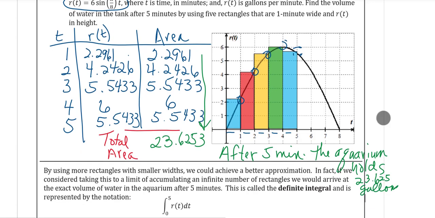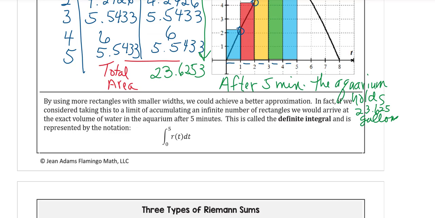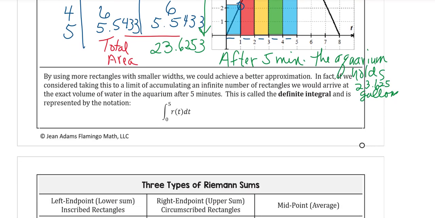Okay. All right, so something we want to remember is that by using more rectangles with smaller widths, we can achieve a better approximation. That's why we use the limiting process as we get better at this. In fact, if we consider taking this to the limit of accumulating an infinite number of rectangles, we would arrive at the exact volume in the aquarium after 5 minutes.